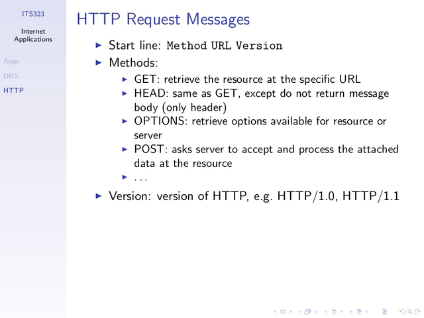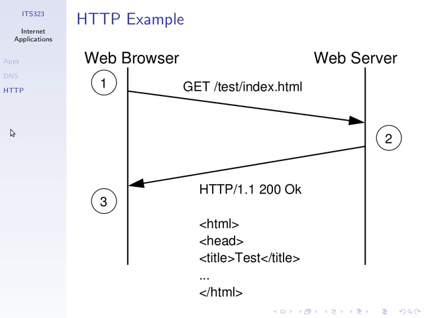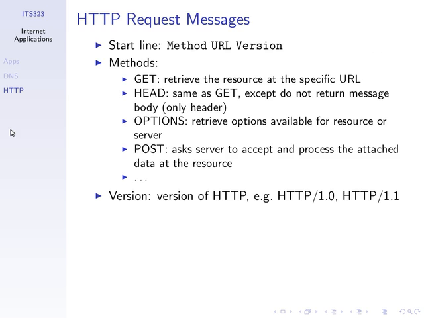Say HTTP version 1.0, version 1.1, 1.2, there are different versions. So that's the start line of the request message. That's this. I didn't show the version here. In fact, it should be here. Post is used if we want to send data to the server and get the server to process that data. Get is used if we want to retrieve data from the server. And there are others.